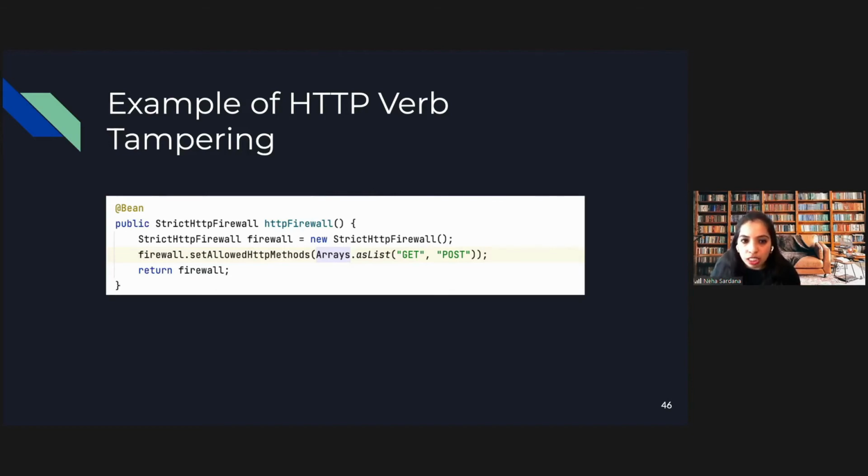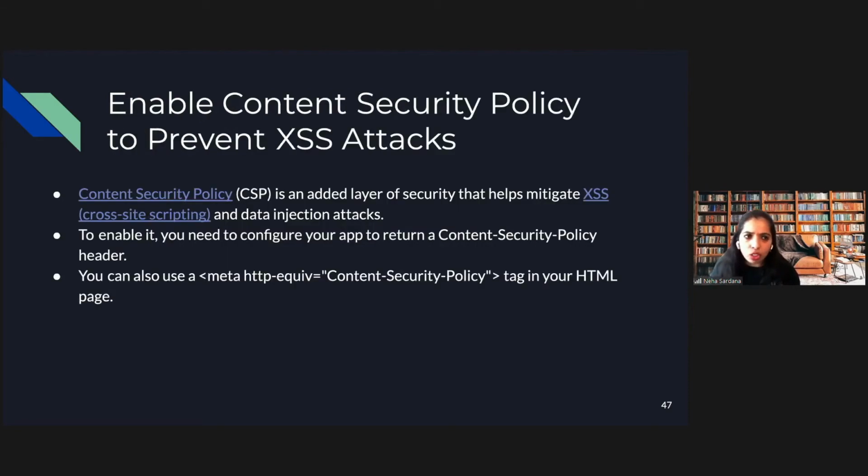So you can enforce some of these things by making use of some of the Spring Security beans. You can use a strict HTTP firewall policy, and you can add certain methods to be allowed or not. So your firewall will block anything which is not allowed. You can also enable the content security policy to prevent cross-site scripting attacks. Content security policy is an added layer of security that helps mitigate cross-site scripting and data injection attacks. You can enable this feature.